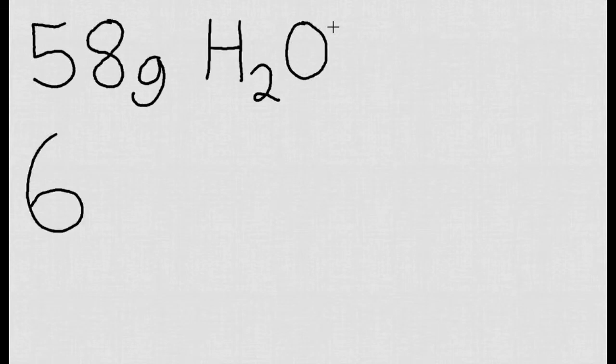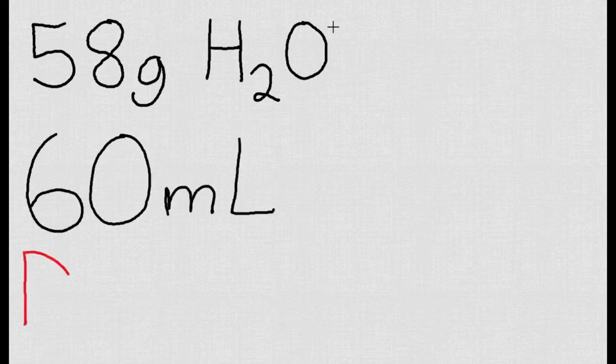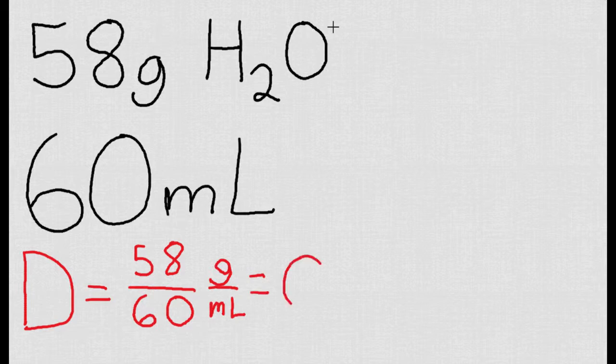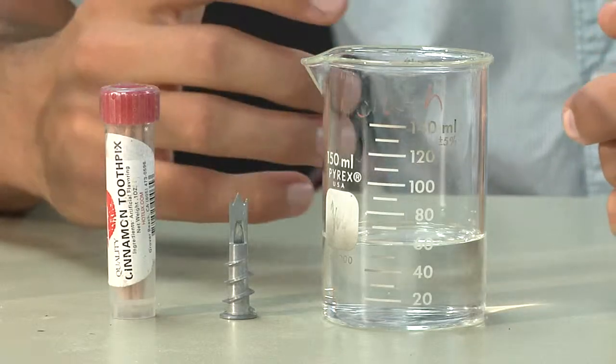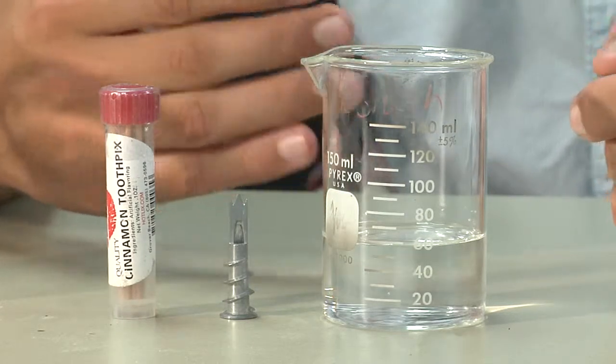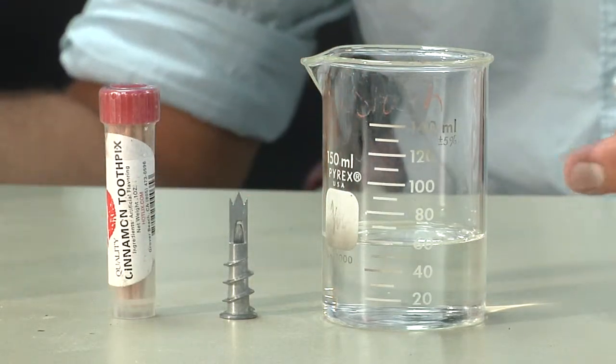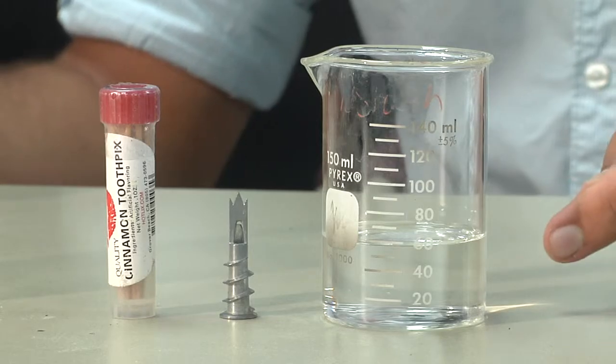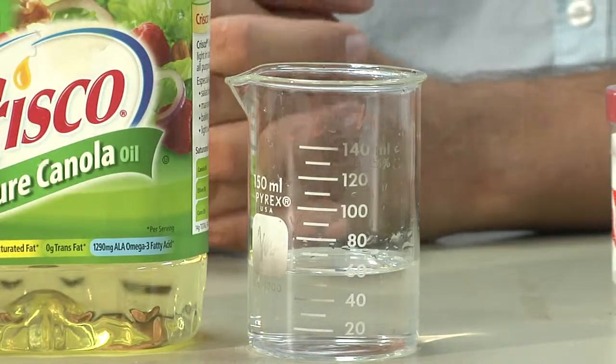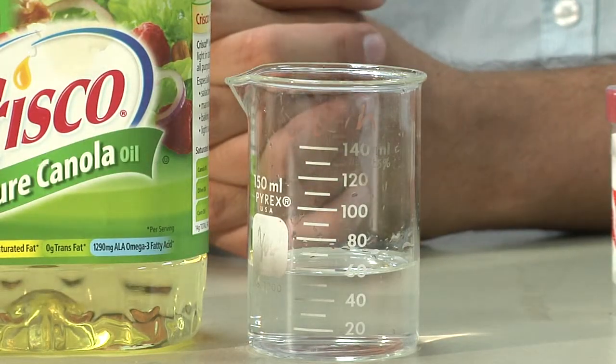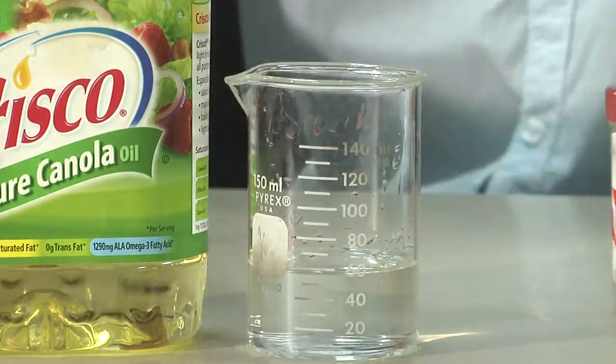Let's say we measured 58 grams of water and we got 60 milliliters of water. What is the density? Well, we just have to divide mass by volume. Remember, weight is measured on a scale and volume can be measured by the change in volume in a graduated cylinder.